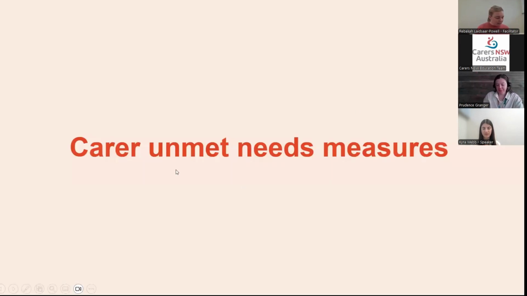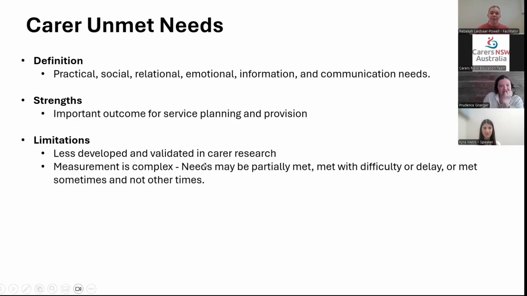Now to unmet needs, and this is a really interesting concept. And while I've been constructing this presentation, I've made a few discoveries around carer unmet needs. So what are unmet needs? They're the practical, social, relational, emotional, informational, and communication needs of a person, and particularly looking at whether those needs are being met or not. And it's really important for service planning and service provision.